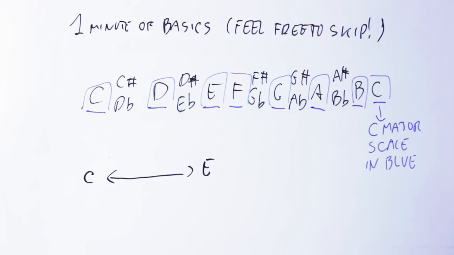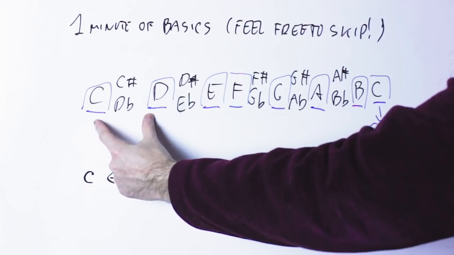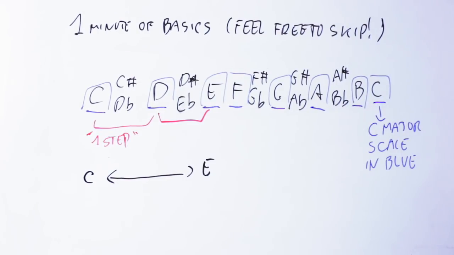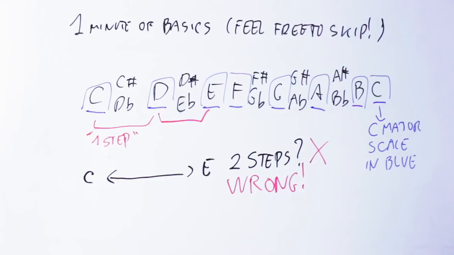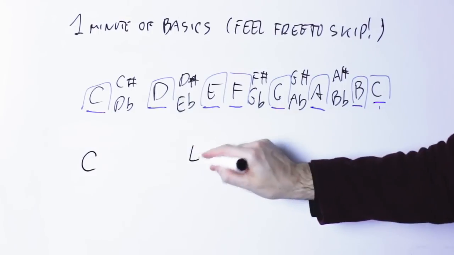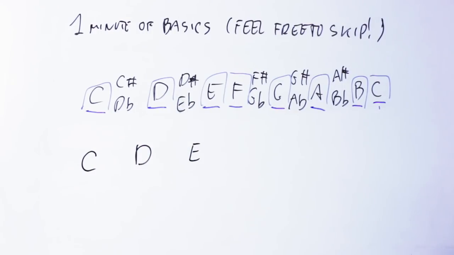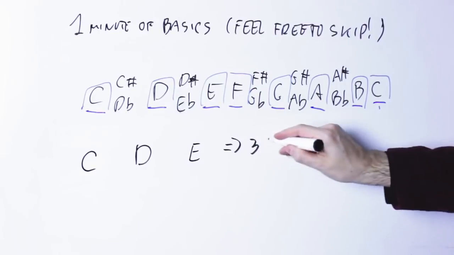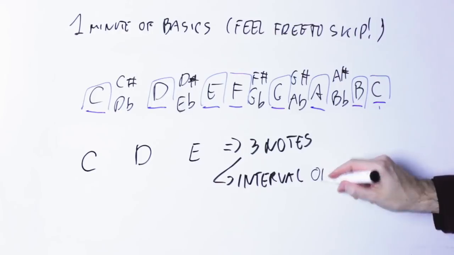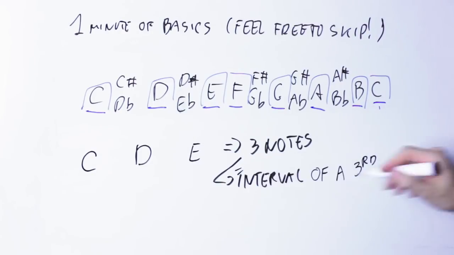If I call the distance between two notes in the scale 1 step, then the distance between C and E will be 2 steps. Or we could just say that the interval is 2, right? Wrong again. Here's how music theorists measure the interval between C and E. They write the notes C, D, and E. They look at these, they see that there are 3 notes on the paper, and so we call this distance between C and E the interval of a third.